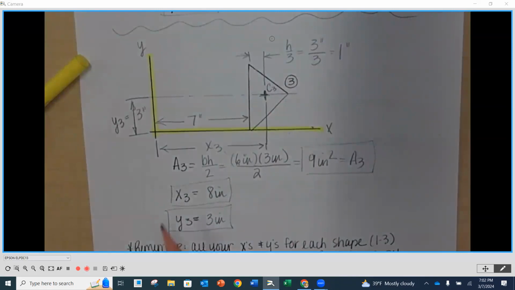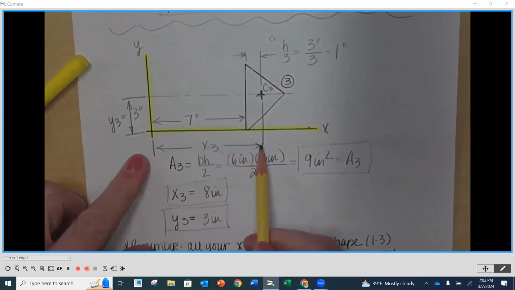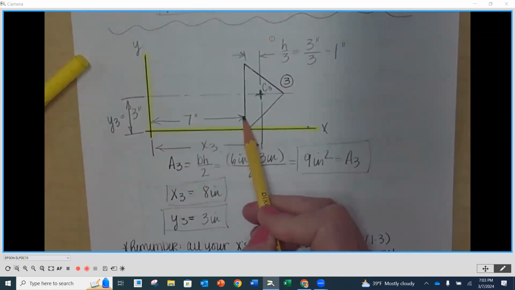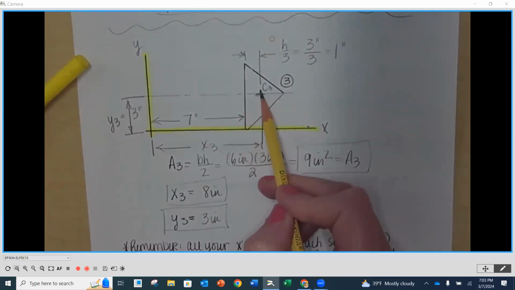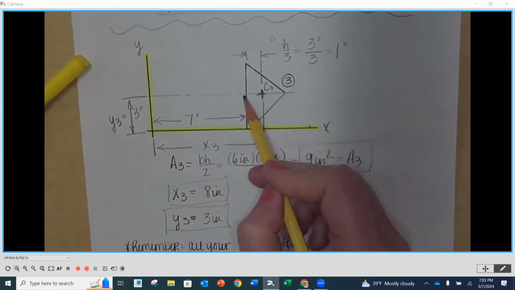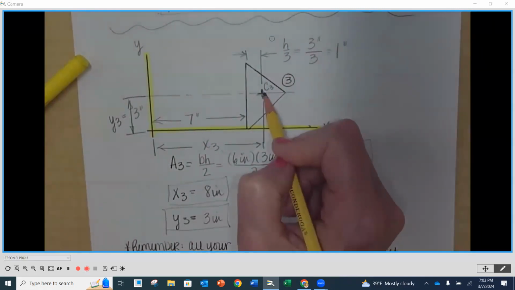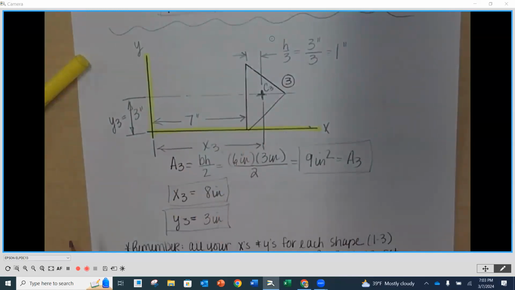The X3 distance is going to come from the Y-axis all the way to the centroid, so the horizontal dimension. It's 7 inches to the base of that triangle. And then it's going to be the height divided by 3, or 1/3 times the height. So if the height is 3 inches, divide that by 3, it's going to be 1 inch from the bottom. So it's going to be 7 plus 1, which is 8 inches for X3. And then we have Y3 equaling 3 again.